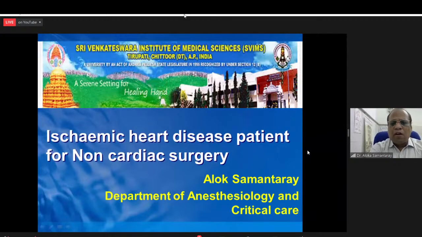And it's not very uncommon in any tertiary care setup to have a patient with ischemic heart disease coming for a non-cardiac surgery.